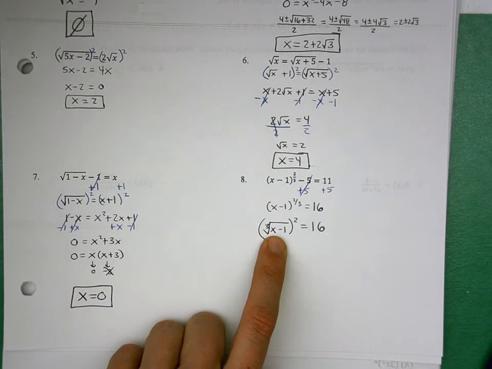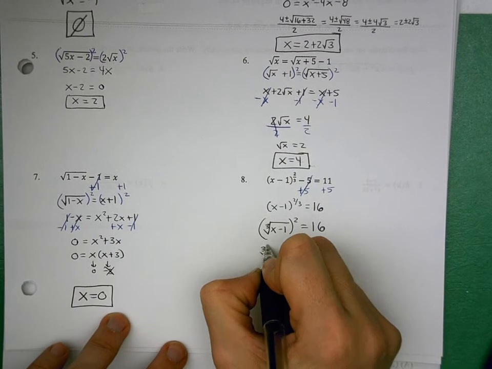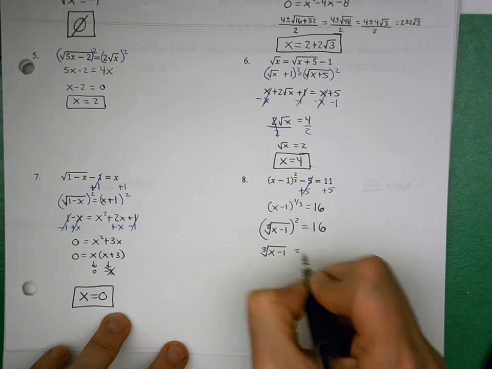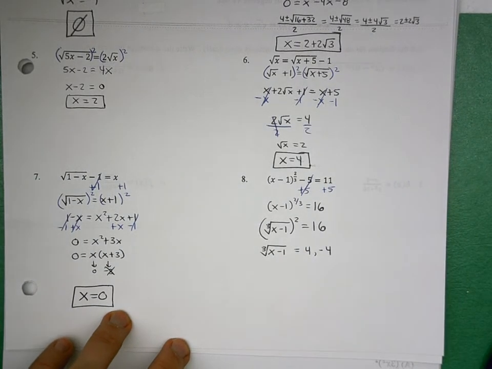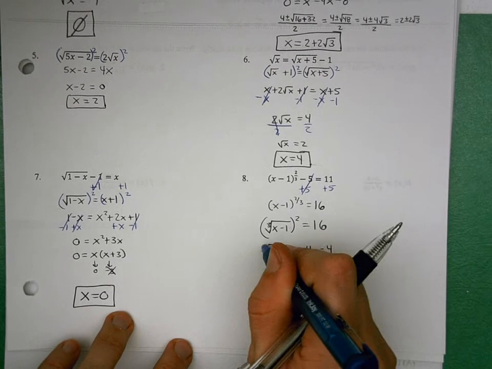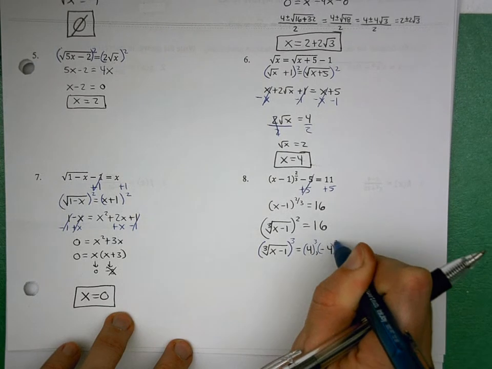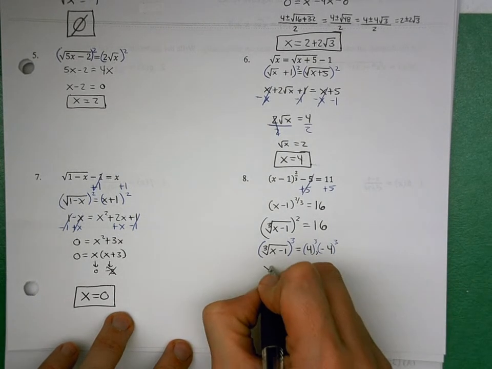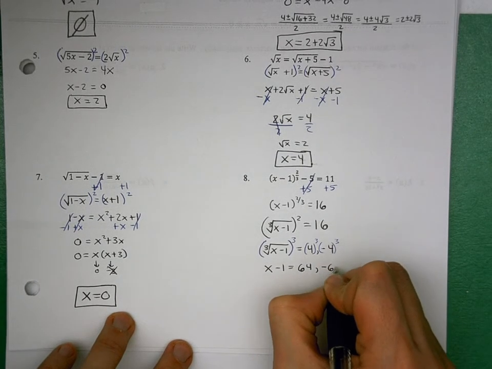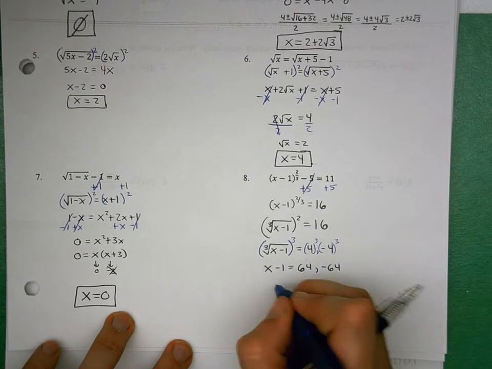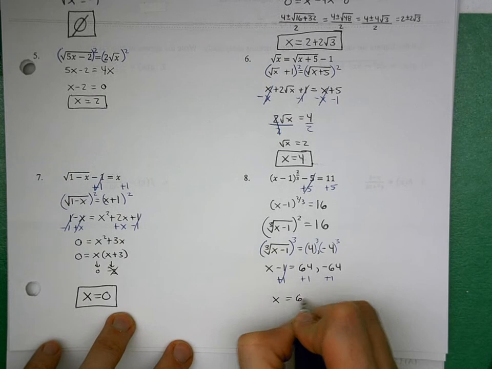We do have this squared, so we do need to get rid of the squared by square rooting both sides. And so the square root of 16 is positive 4 and negative 4. Now we have isolated our radical, so in this case we're going to quantity cube both sides to get rid of the cube root. So this is x minus 1 equals 4 cubed is 64. Negative 4 cubed is negative 64. And then adding 1 over, you get x equals 65 and negative 63.